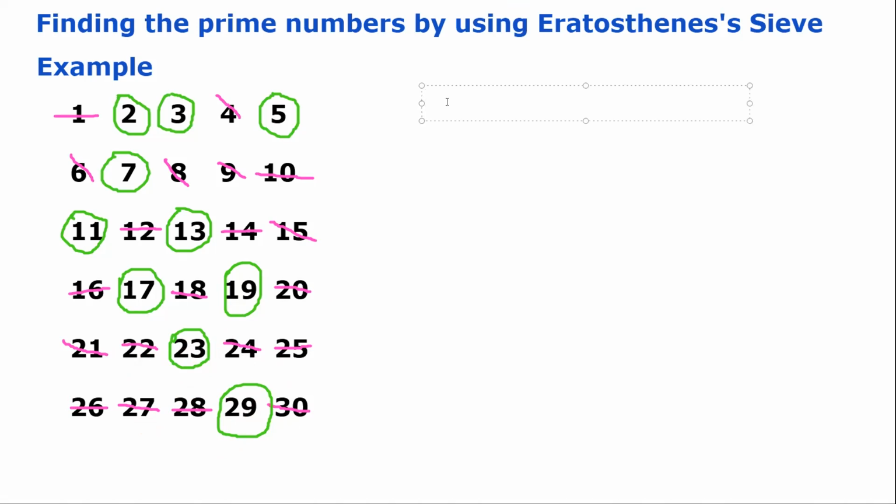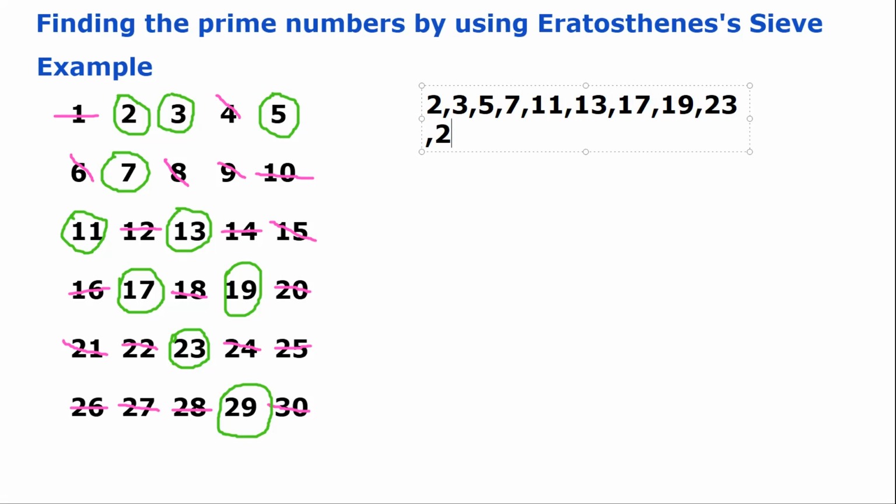So the prime numbers less than 30 are 2, 3, 5, 7, 11, 13, 17, 19, 23, 29. Okay, good.